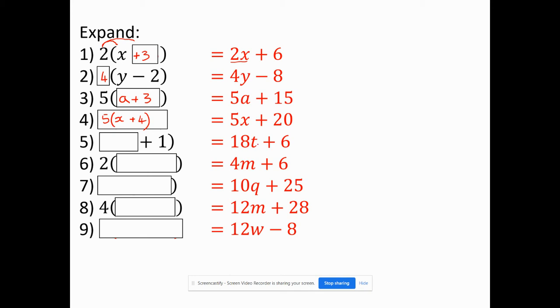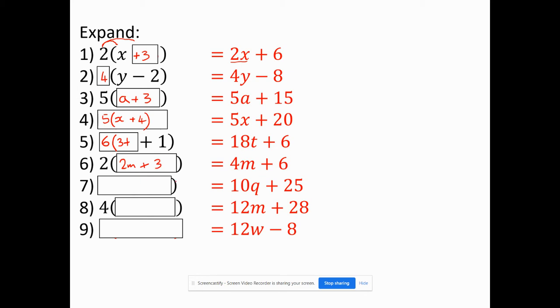This one here, we've got 18t plus 6, and so we're going to have something in front of a bracket. And now, if we think about the fact that we've ended up with 6 there, and we've got 1 here, we're probably going to have 6 there. And so if we have 6 here, 6 times 3t will give us 18t. And this one, we've got 2 in front. Now 2 times 2m will give us the 4m, and 2 times 3 will give us the 6.